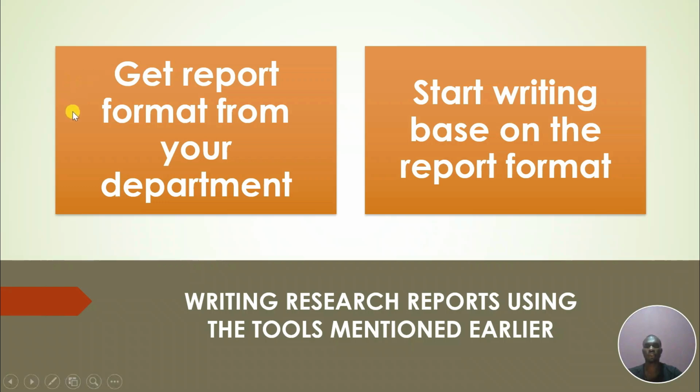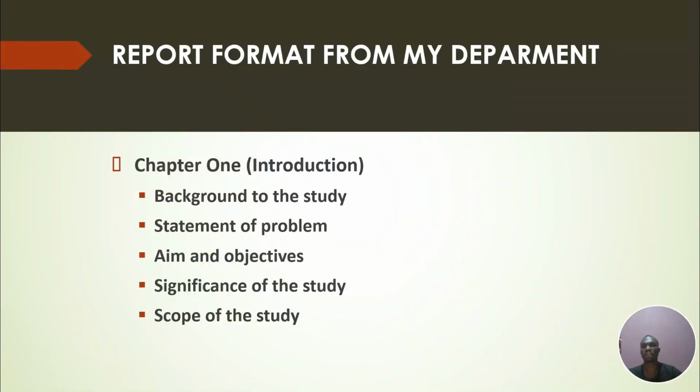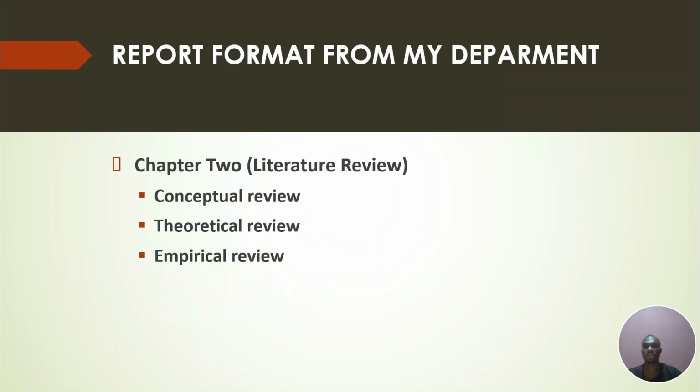Of course, every department in every higher institution has a format for writing their report. When you get a report format, then the next thing is to start writing based on it. For my department, I have a report format which I have shown here. You can see it contains chapter 1, which is the introduction. It has the background to the study, statement of the problem, aim and objective, significance of the study, scope of work. Chapter 2, the literature review, all this under the literature review.